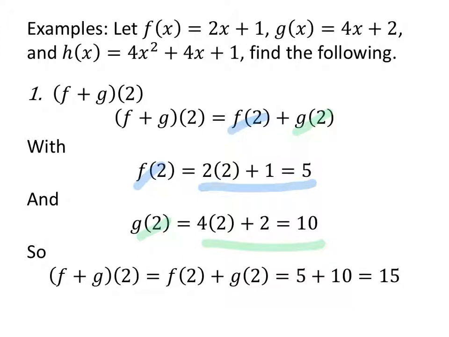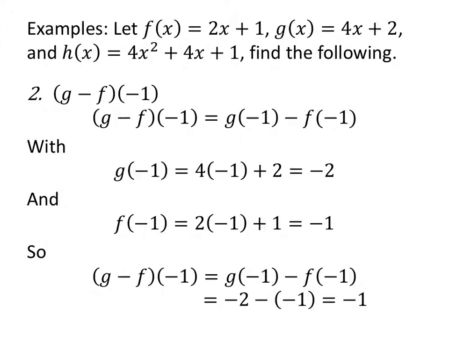And then I'm going to make these substitutions. My g of 2 is 10. My f of 2 is 5. If I want to add them together, I'll get the value 15. So f plus g evaluated at 2, which is f of 2 plus g of 2, is 5 plus 10, 15.